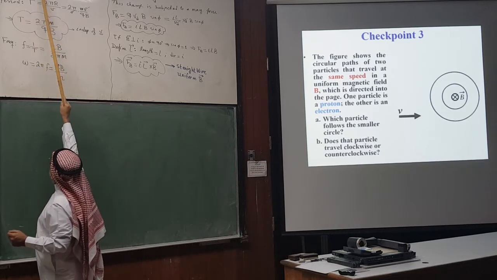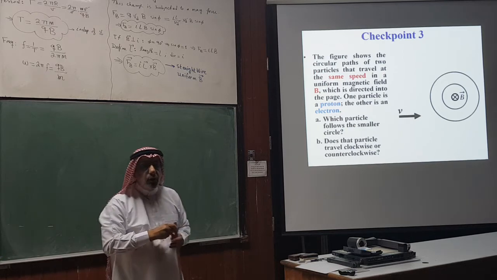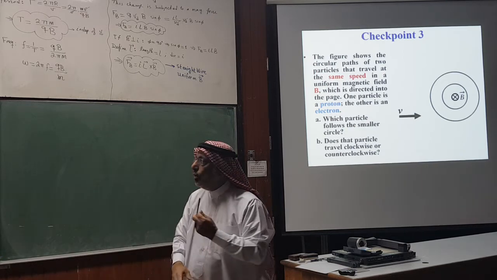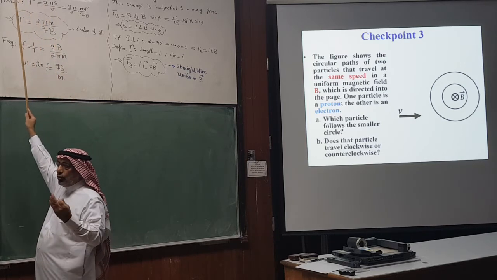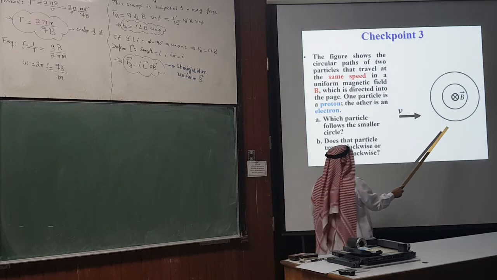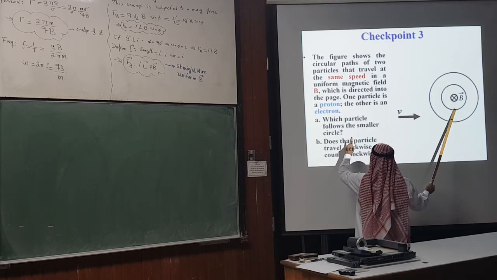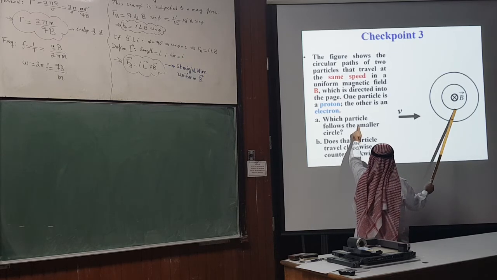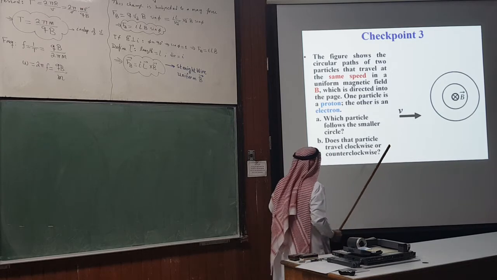It is the mass of the particle. We know that the proton is heavier, so R will be larger, so it will follow the larger circle. And therefore, this is the circle of the proton, and that is the circle of the electron. What is he looking for? The smaller circle. Well, the smaller circle will belong to the electron.